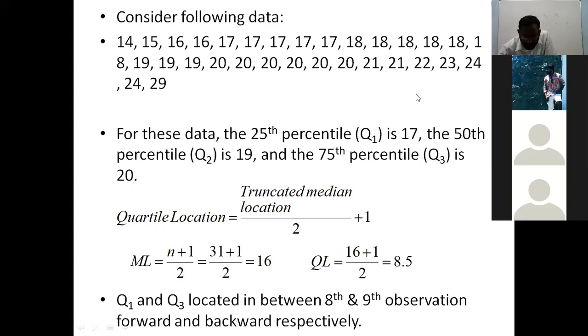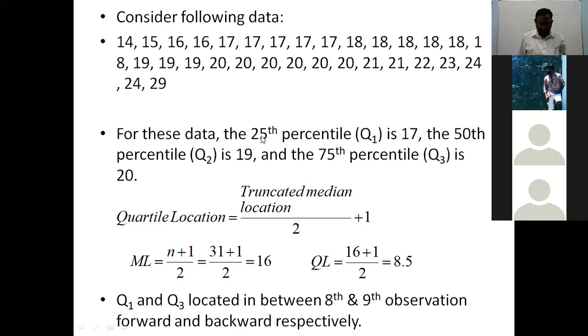So this is the data set that we have. Somebody said there are 32 observations. Fine, I didn't count it. For these data, the 25th percentile, Q1, is 70. The value for Q1 is 70. We can find out what this Q1 is. Q1 means quartile 1. It splits the data into 25% on the left and 75% on the right. So that is called Q1. So the value is 70.